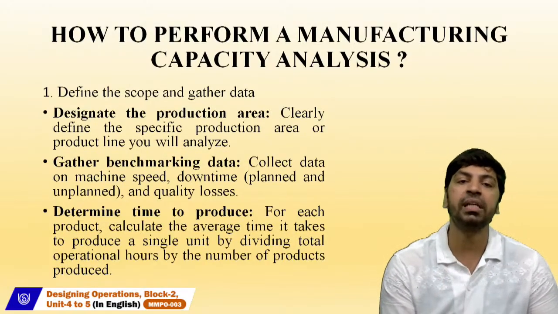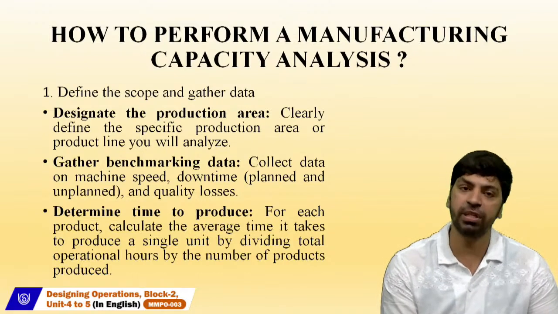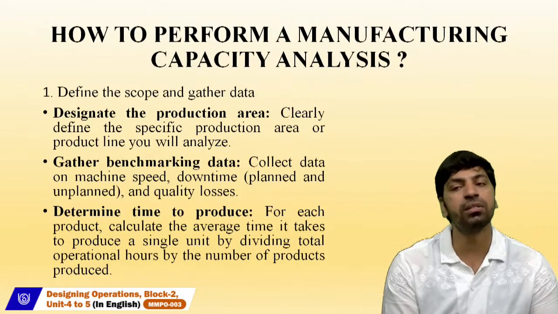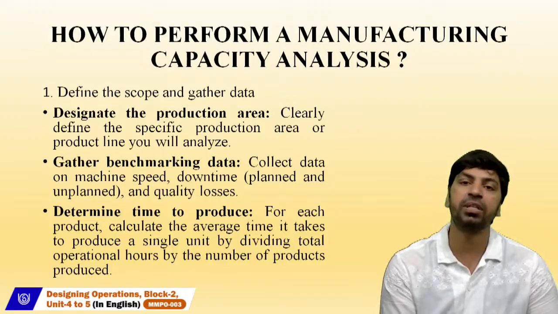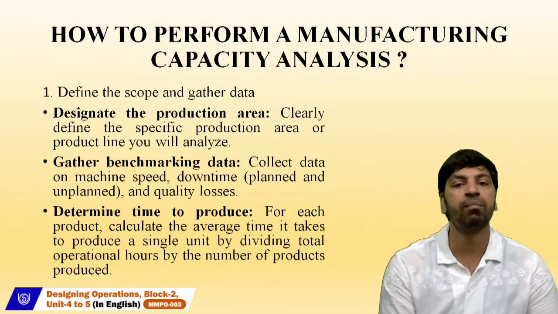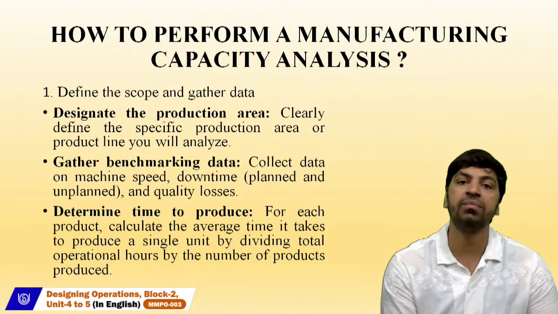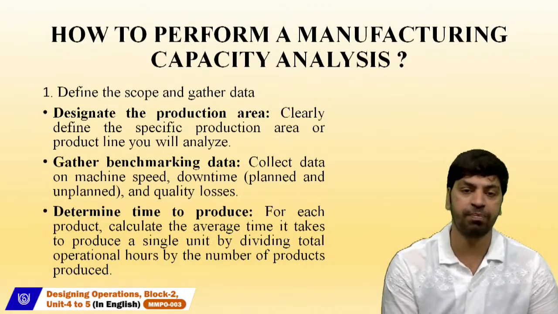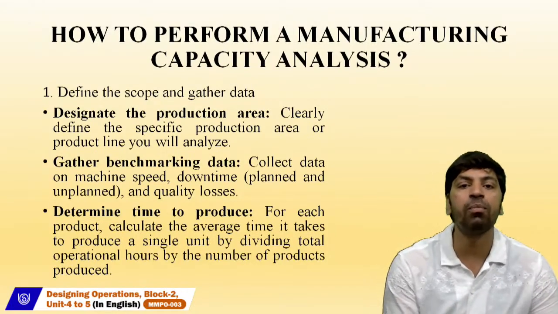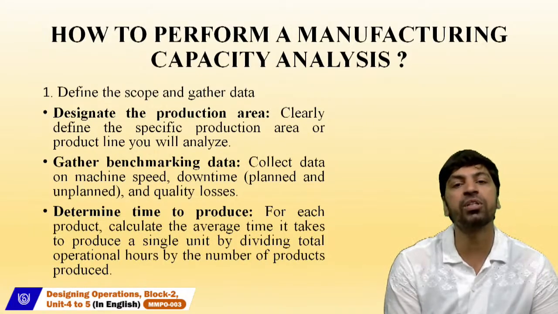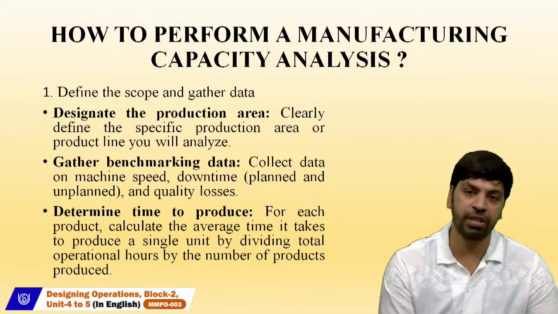Gather benchmarking data refers to collecting data on machine speed, downtime, either planned or unplanned, or quality losses. Next is to determine the time to produce. For each product, it is also important to calculate the average time it takes to produce a single unit by dividing the total operational hours by the number of products produced. The formula is total operational hours divided by the number of products produced.